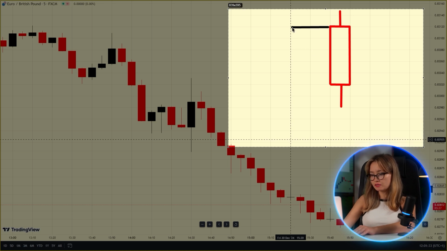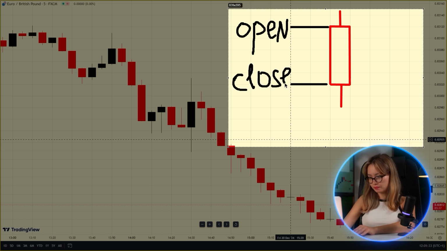A candle starts forming right here. I'll mark this point as open. That's where the price opened. And down here, we've got close. This is where the price movement ended. And the next candle started to form. Okay. That's pretty much it. How fast a candle forms depends on the settings, which we will get to in a sec.